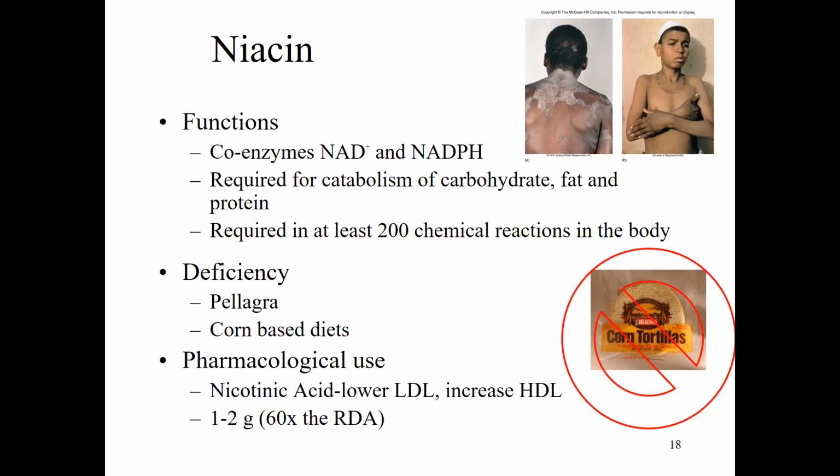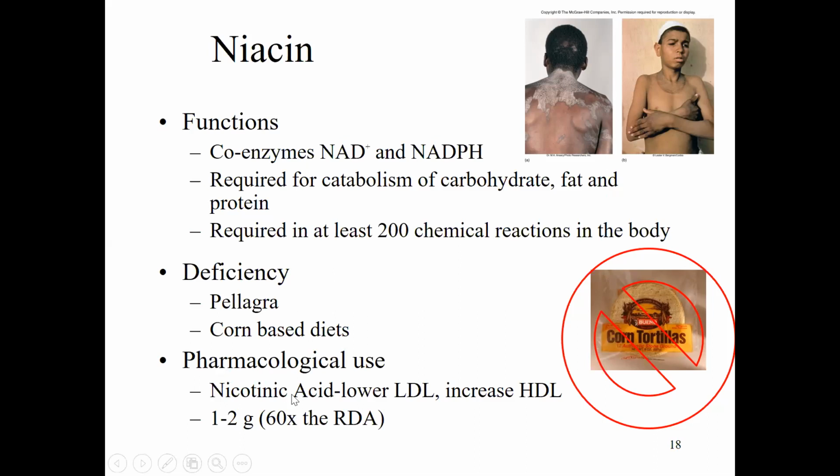This is most common in countries where the predominant food, the staple food, is corn. Think about cultures that might use corn tortillas as their main grain. Corn is not a good source of niacin. So there you go, that's why I have the no sign through the corn tortillas. If you're getting most of your calories from corn, you can develop pellagra.